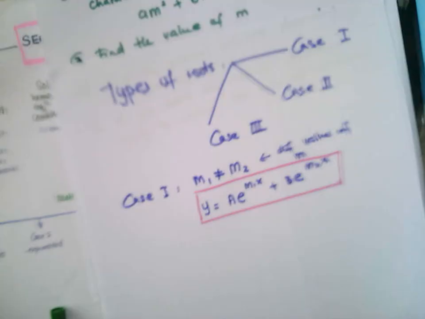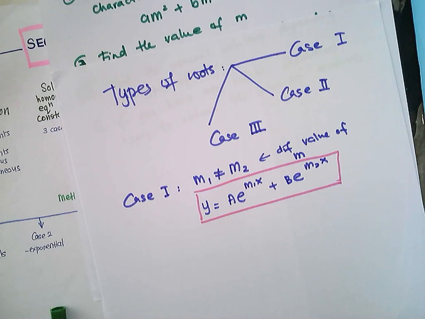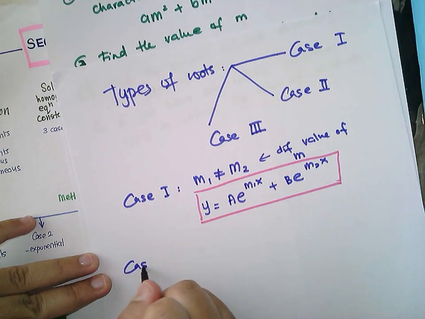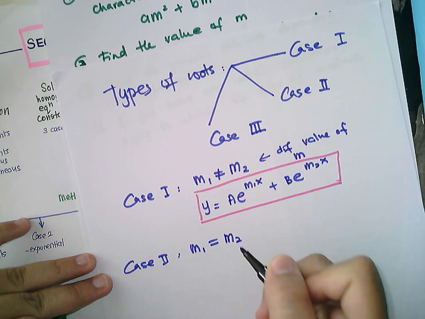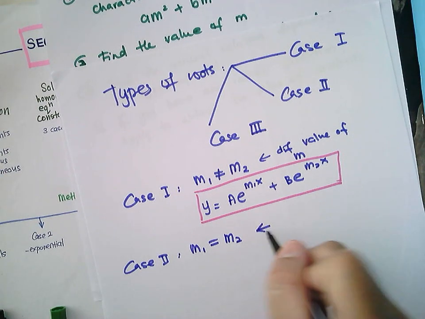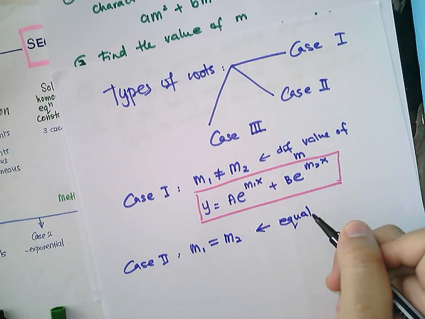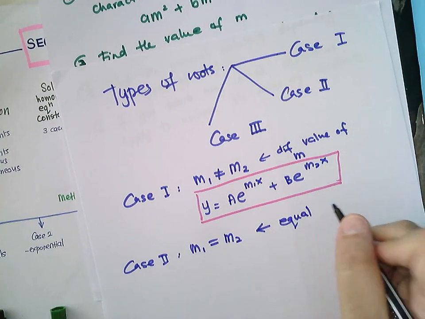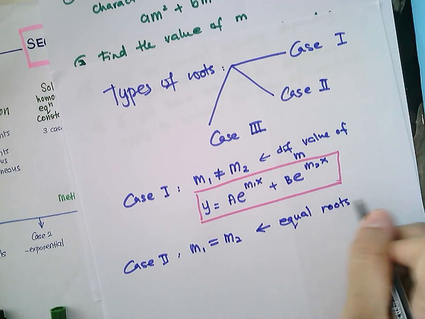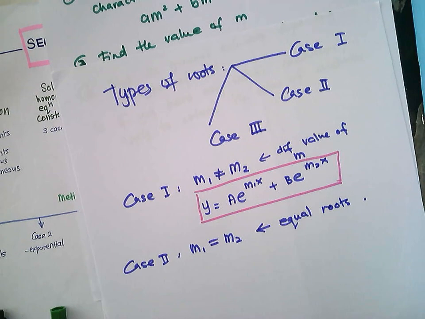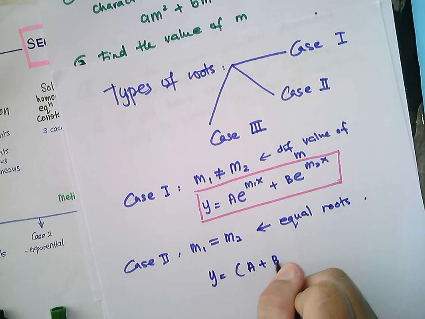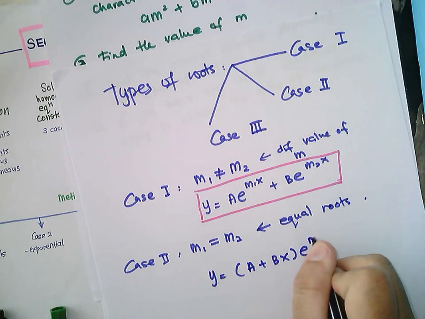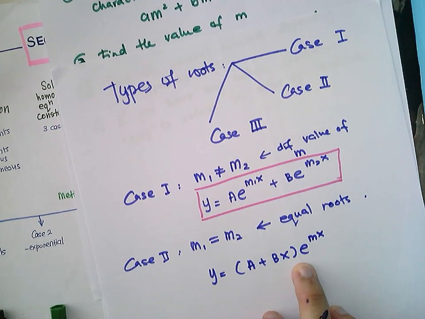Okay, for case 2, where your m1 is equals to m2, which is equal roots. So your general solution will be y is equals to (A plus Bx) e^(mx), since you just have one value of m.